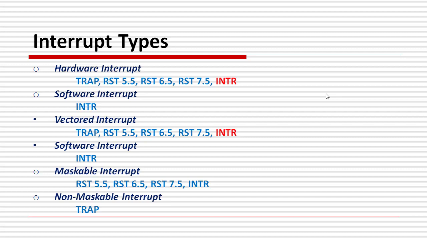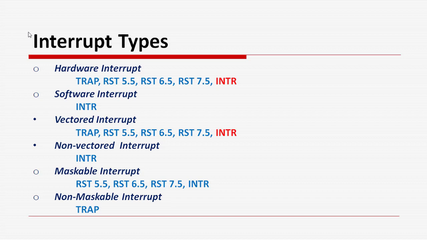Then vector interrupt: all 5 interrupts have a vector location, but if the INTR signal is enabled, the program will not go automatically to some special address location. The special address location can be given as instructions also. So the INTR signal falls under the category of vector interrupt as well as non-vector interrupt.